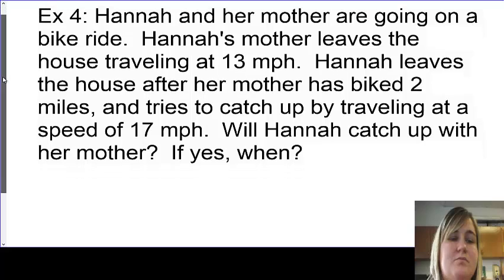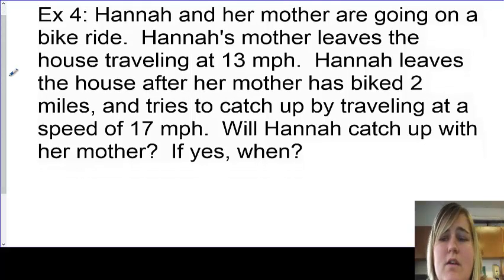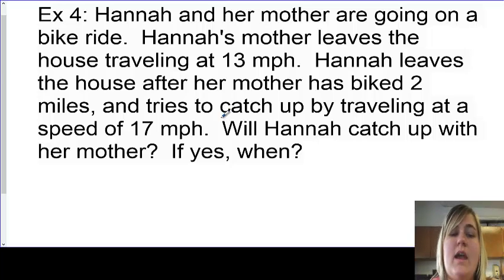Last example. Hannah and her mother are going on a bike ride. Hannah's mother leaves the house traveling at 13 miles per hour. Hannah leaves the house after her mother has biked 2 miles and tries to catch up by traveling at a speed of 17 miles per hour. Will Hannah catch up with her mother? If yes, when?